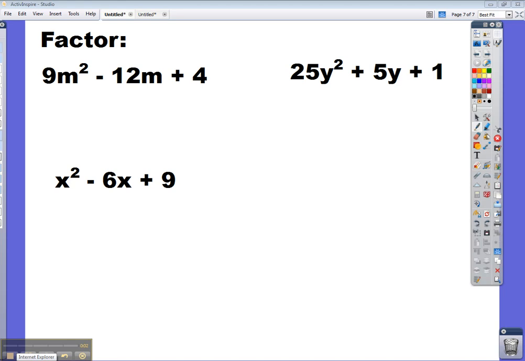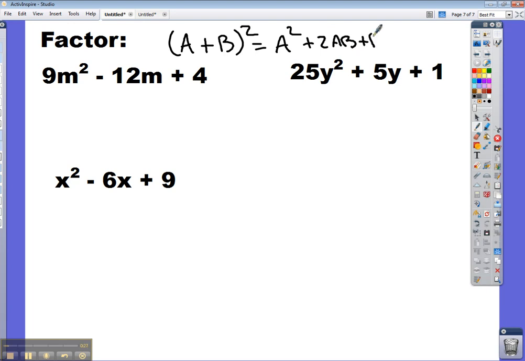So we've talked about expanding these square binomials. So now we have to talk about factoring them. And what we have learned is that a plus b, or a minus b, squared is equal to a squared plus 2ab plus b squared, right? So now we have the expanded form equation.